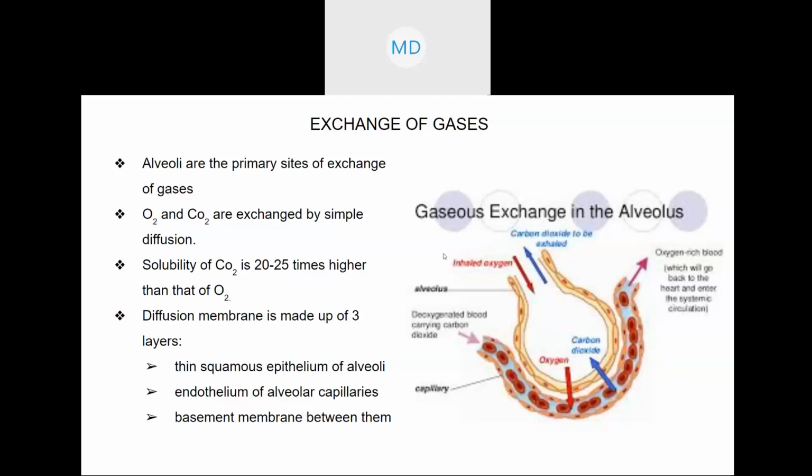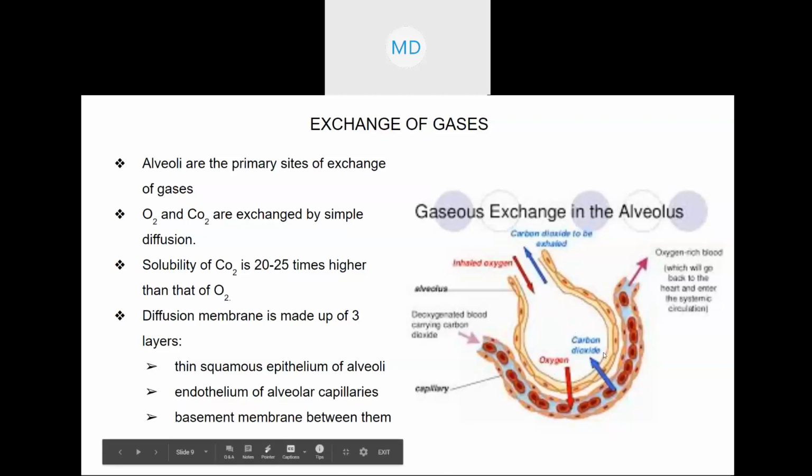From the beginning, the air will come from this side. When you inhale, air will enter from this side and get inside our body. We are just taking one alveolus, and in each alveolus it will be the same. The air will enter here.